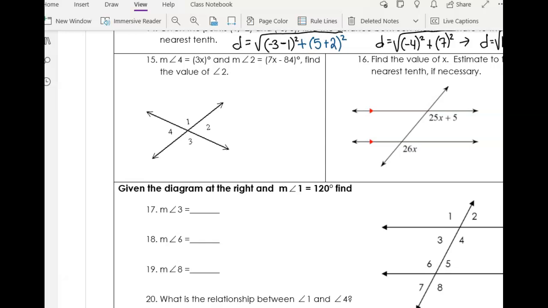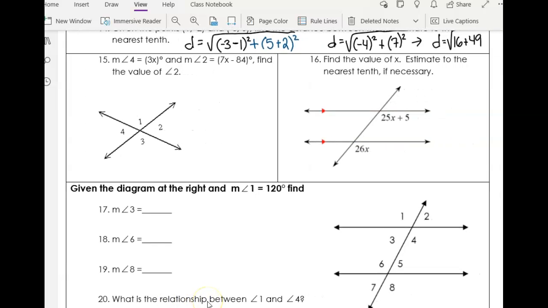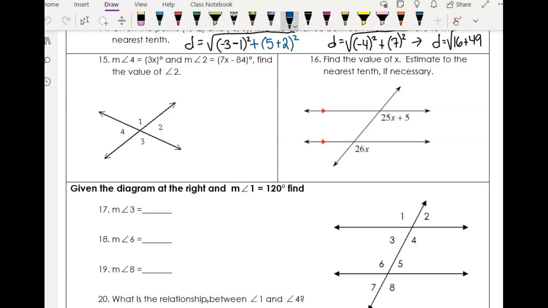So make sure that you go back and study that vocabulary. If anything doesn't make sense to you, go back to that vocabulary. That's going to tell us how to do those setups. All right, so here we are. We're taking a look at number 15 to start us off here.